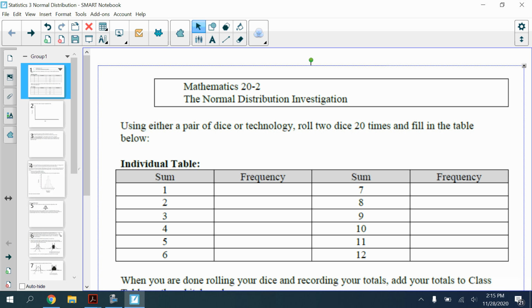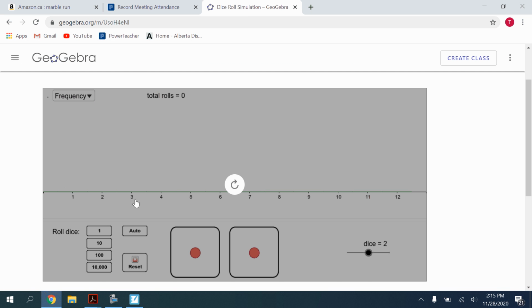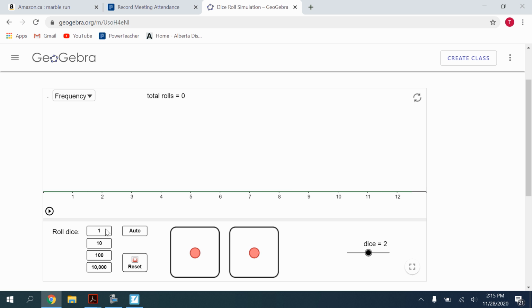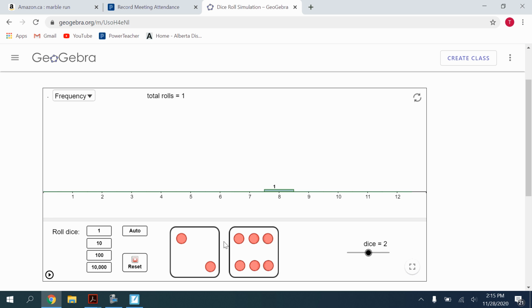So you roll 2 dice. I'm going to go to this page. If I were to roll 2 dice one time, hopefully this is going to work. Okay, I rolled it one time. I got a 2 and a 6, so that sum was 8. And I roll it again. Oh, now the sum is 5.